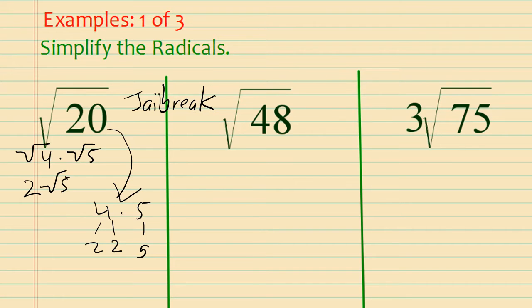We are trying to break somebody out of jail, as many somebodies as possible. Because there's an imaginary 2 sitting on the shelf, it takes 2 to break 1 out of jail. So we circle the pair. 1 dies, 1 escapes. The 5 does not have a partner, so the 5 has to stay in jail. That is another way to simplify a radical.